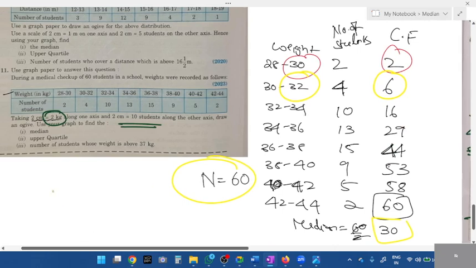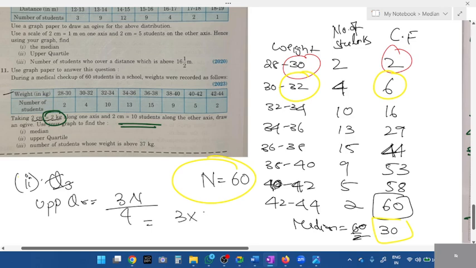Upper quartile. What is upper quartile? Which formula do I use for upper quartile, students? Be quick. Is it Q1 or Q3 for upper quartile? It is Q3. Don't write Q3, write upper quartile. What's the formula for Q3? 3n divided by 4. 3 into what is the n value? 60 by 4 is 15. 15 into 3 is?